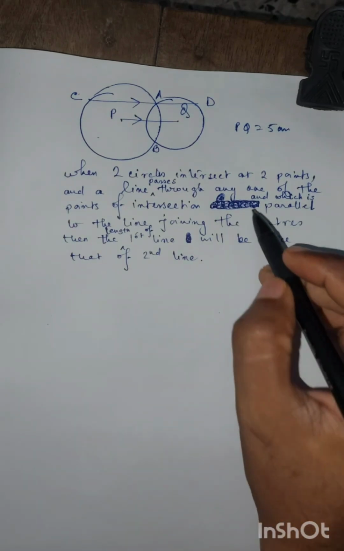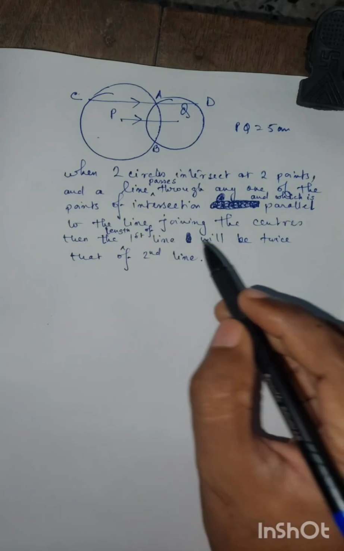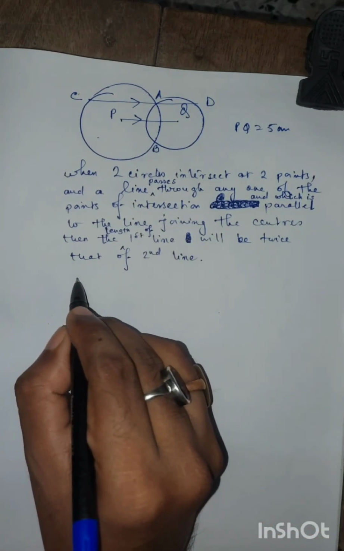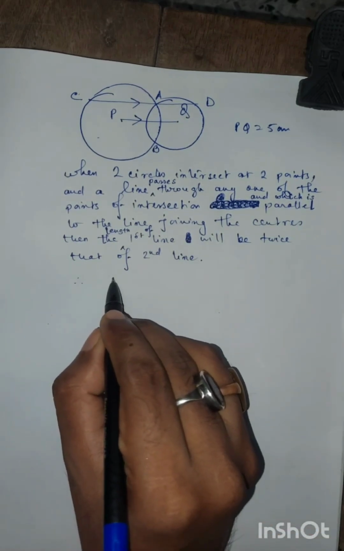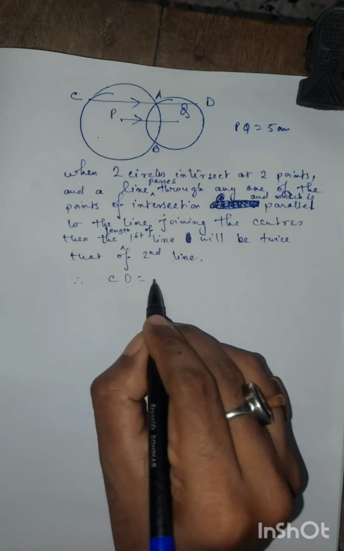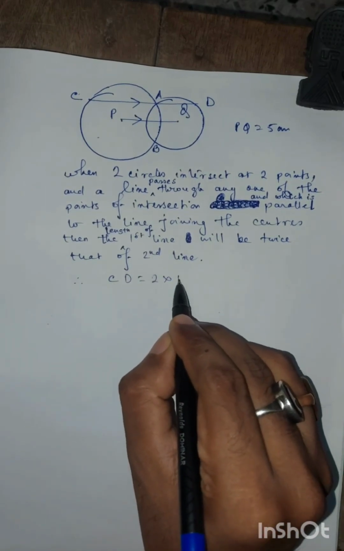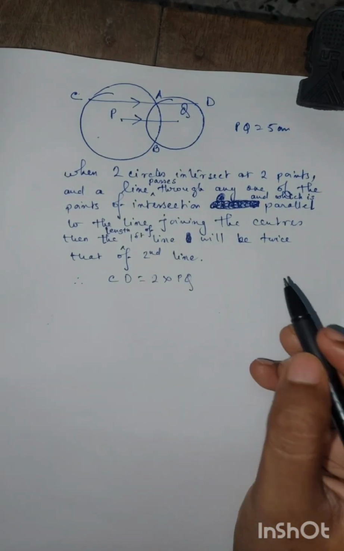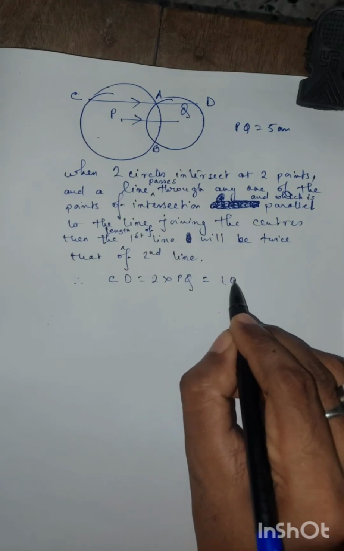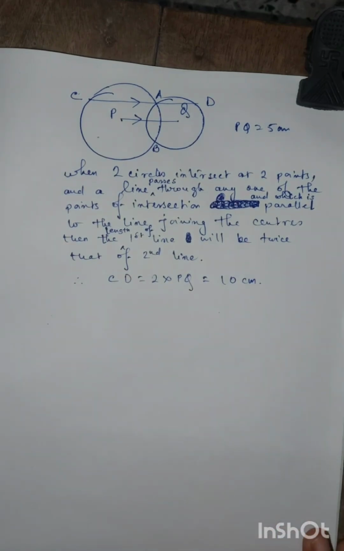We have proved it in this exercise. Therefore we can say CD should be twice of PQ. So it is 10 centimeter.